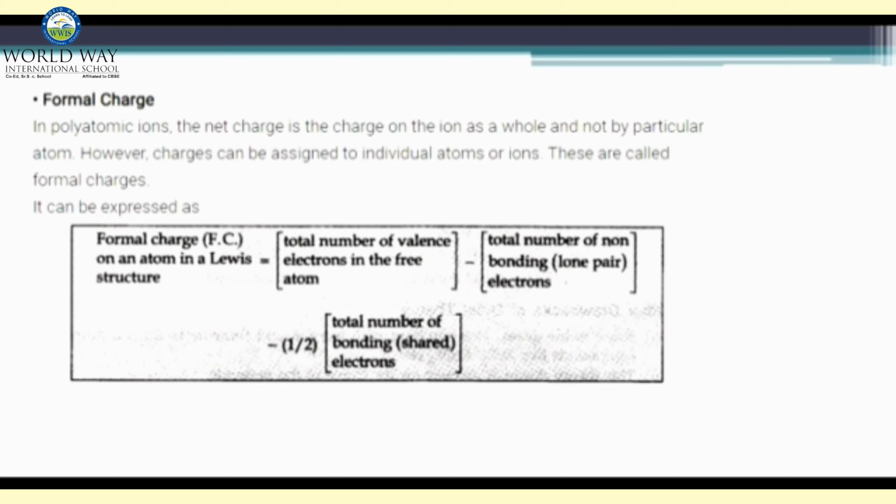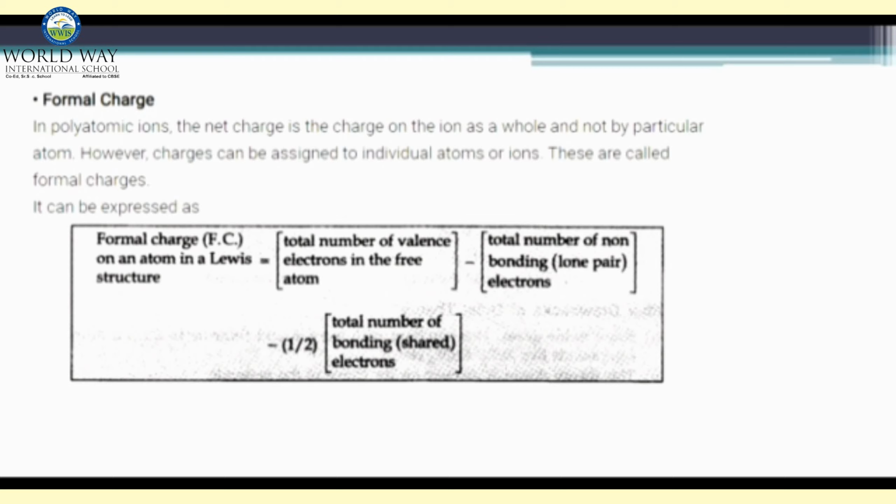The next topic is formal charge. It is a concept that in polyatomic ions, where more than one type of atom is present, the net charge is actually the charge on the ion as a whole, and not on a particular atom. So, the contribution for the charge is made by all the atoms in a polyatomic ion. However, charges can be assigned to individual atoms or ions, and these charges are called formal charges. So, there is a formula for the calculation of formal charge.